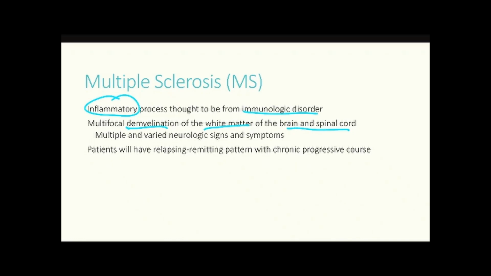And then the body gets used to it, and the symptoms go away. And then a new one will form. And then they get new symptoms again and new flare-ups. So that's why it comes and goes. And this relapsing and remitting pattern with the chronic course.